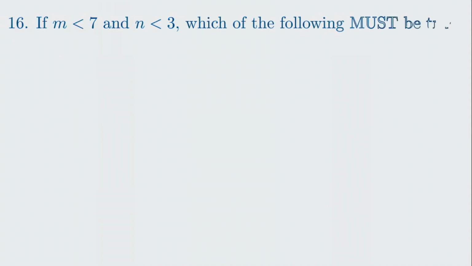We need to determine which of 3 other inequalities must be true. The objective is to reason about the properties of inequalities. Must be true is a very strong condition. If you can find just one counterexample where the original conditions are met but the statement is false, then that statement does not must be true.